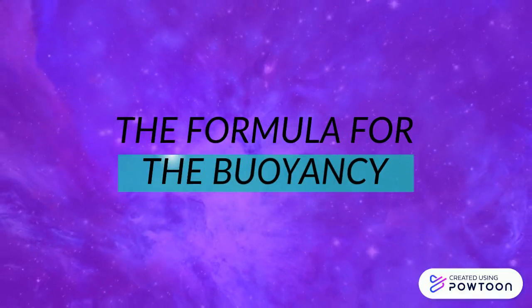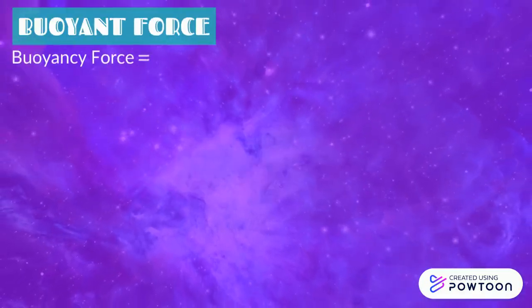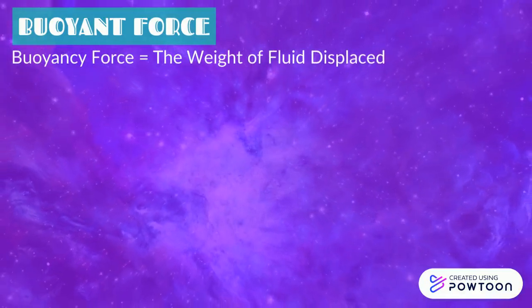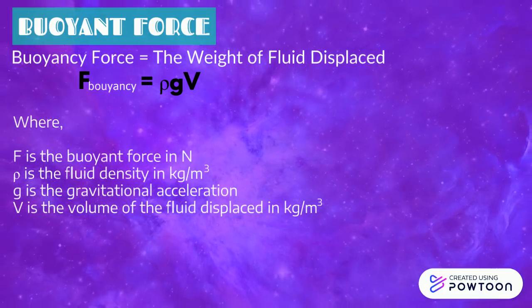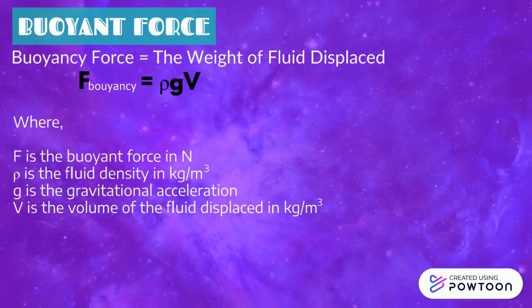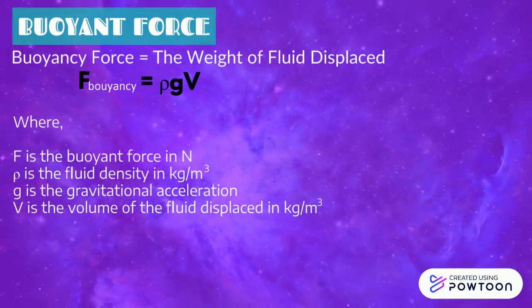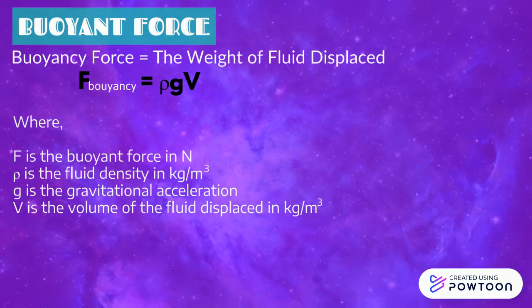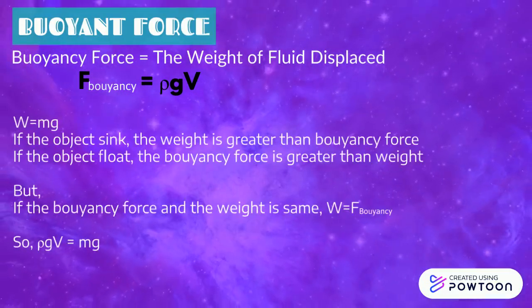The formula for the buoyancy. As I said earlier, buoyancy force is equal to the weight of fluid displaced. The formula is F equal to rho gV, where F is the buoyant force in Newton, rho is the fluid density in kilogram per meter cube, g is the gravitational acceleration, and V is the volume of fluid displaced in meter cube. Weight is equal to mass times gravity.